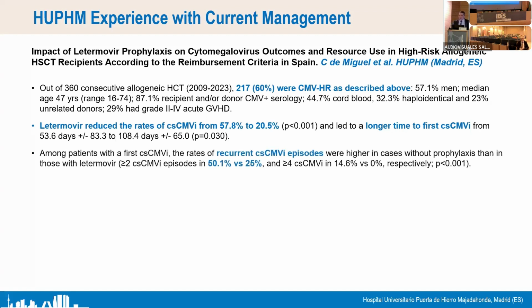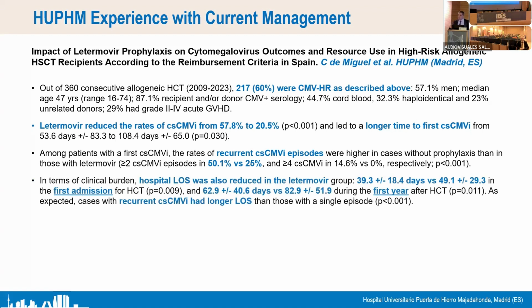Also, recurrent episodes of CMV infection were reduced. And that makes a big difference for many of these patients, from 50 down to 25, only with primary prophylaxis. And also in terms of clinical burden, you've got data there to see the hospital length of stay was reduced, 49 to 39 days, so 10 days less in those patients in the first admission to hospital in those patients on prophylaxis, and also during the first year.